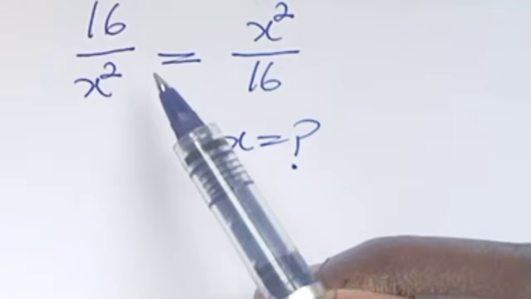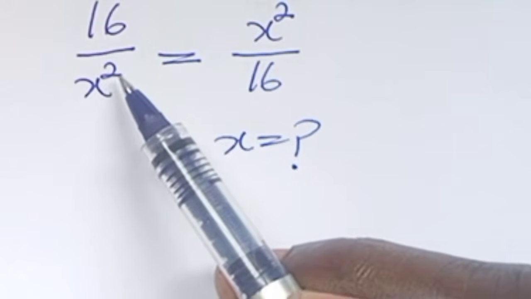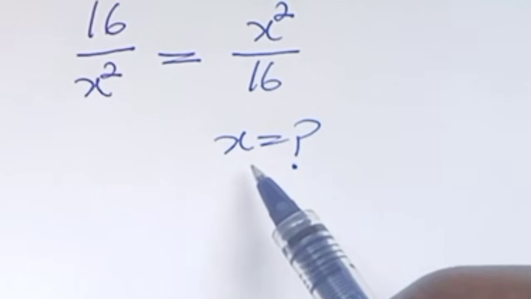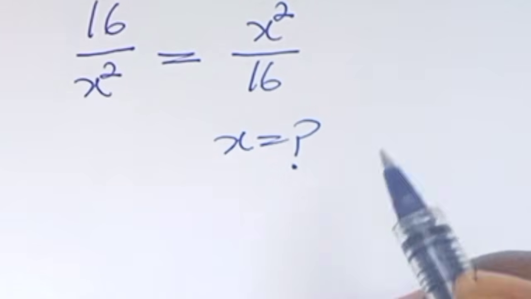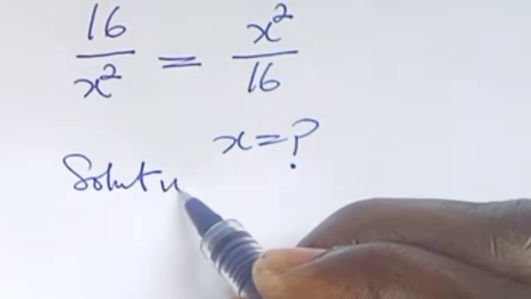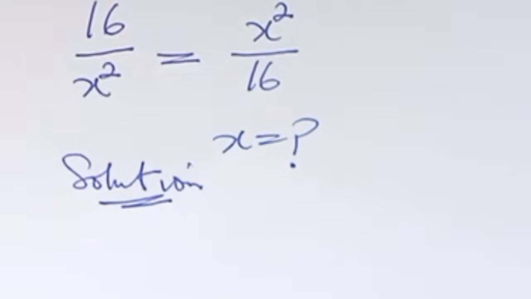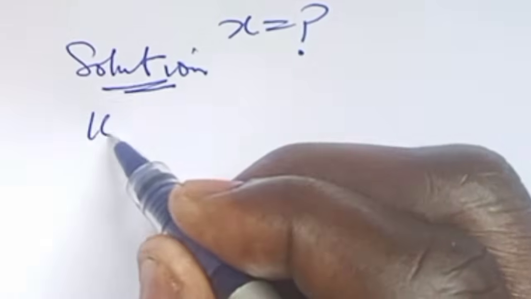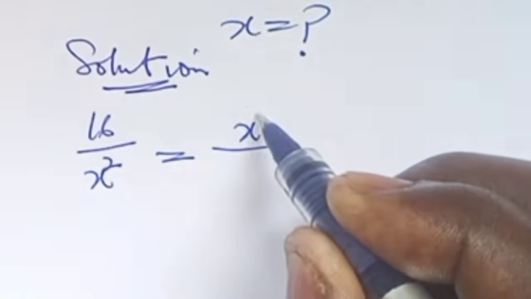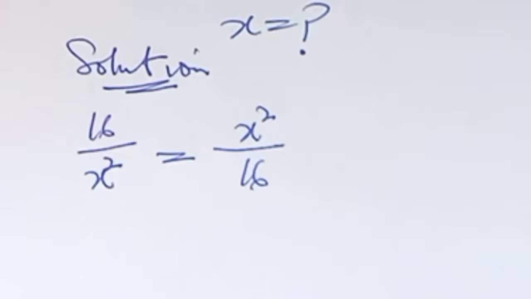Hello everyone. So we have 16 over x to the power of 2 equals x to the power of 2 over 16, where x is the unknown. So we're going to solve together. Let's see the solution. The equation is 16 over x to the power of 2 equals x to the power of 2 over 16.